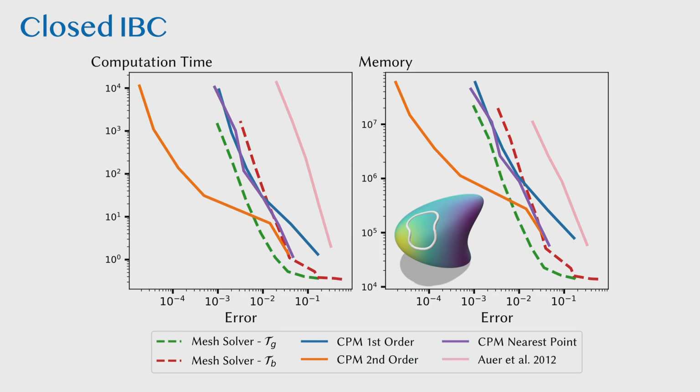The closest point method, yeah, so we have that for a fixed computation time, the closest point method has the lowest error, shown in orange, the second order one. And the same behavior is seen for the memory usage here. So the first order and the nearest point approaches in blue and purple are basically the same, and they fall between the green and red dashed lines. And you have a question?